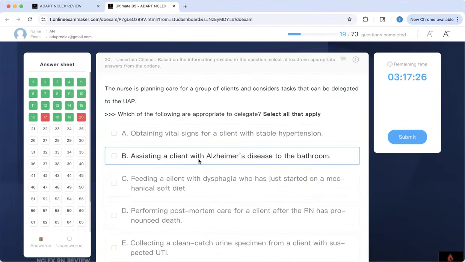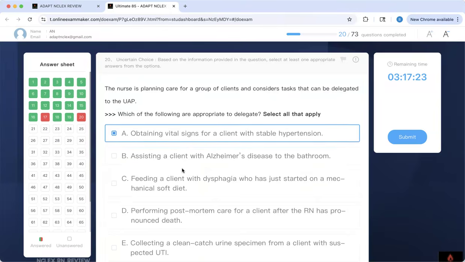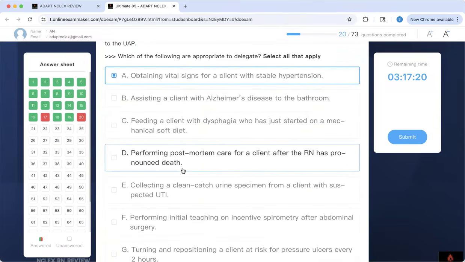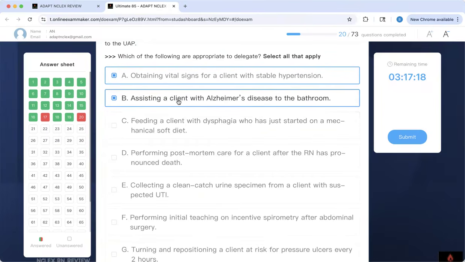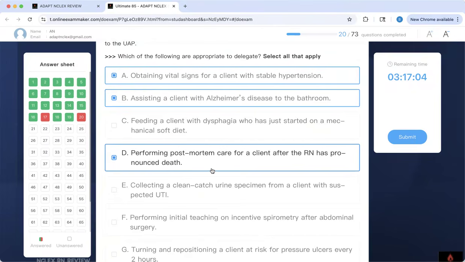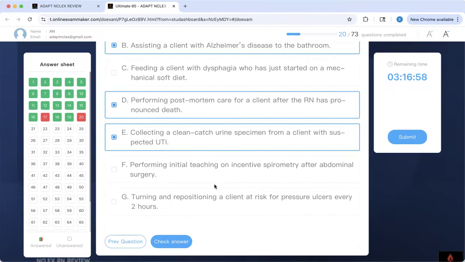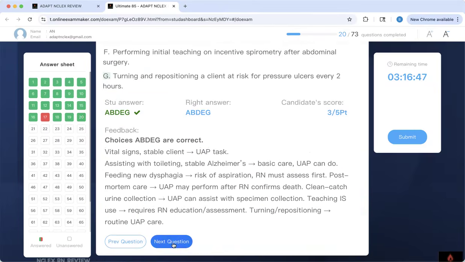Obtain vitals for a client with stable hypertension, they can do that. Assisting a client with Alzheimer's disease to the bathroom, they can do that too. Feeding a client with dysphagia who just started on a mechanical soft diet is unsafe. Performing postmortem care for a client after RN has pronounced the client dead, it's fine. Collecting a clean catch urine specimen from a client with suspected UTI, they can do that. Performing initial teaching on incentive spirometer after surgery is unacceptable, and turning is an ADL that's expected. They can do that. Delegation.